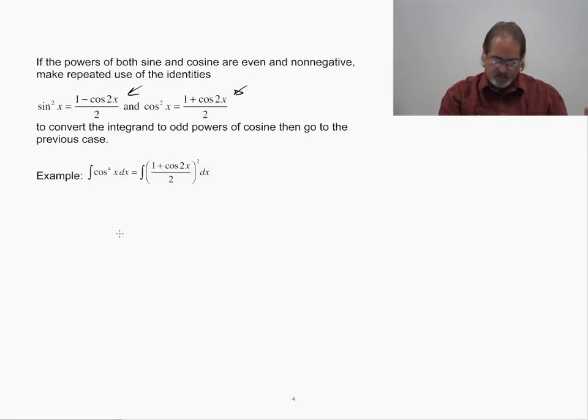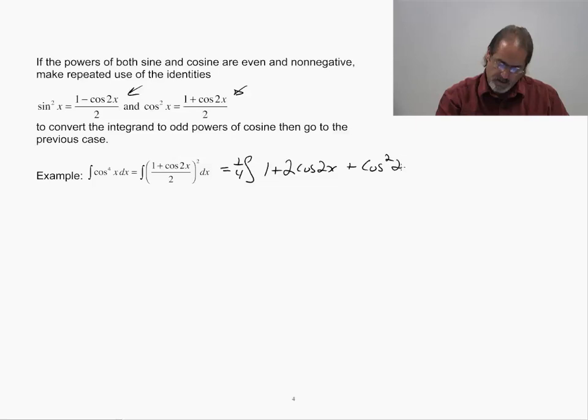I have cosine to the fourth, which is cosine squared squared. So I have the integral of 1 plus cosine 2x over 2. That's cosine squared. I square it, now I have cosine to the fourth. Now if I expand this, I'm going to pull this 1/4 up. See, this 1/2 squared is going to give me a 1/4. I'm going to have a 1 plus 2 cosine 2x plus cosine squared of 2x dx.